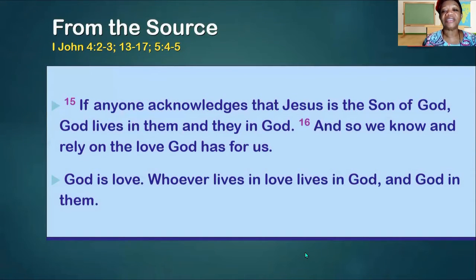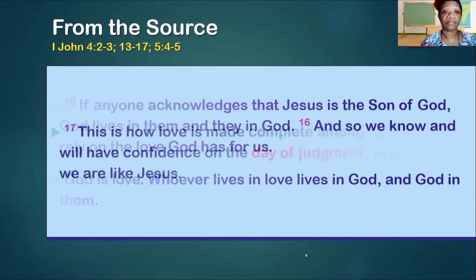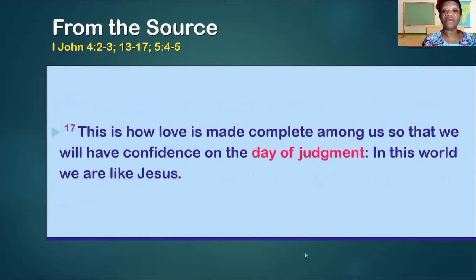If anyone acknowledges that Jesus is the Son of God, God lives in them and they in God. And so we know and rely on the love God has for us. God is love. Whoever lives in love lives in God, and God in them. This is how love is made complete among us, so that we will have confidence on the day of judgment.